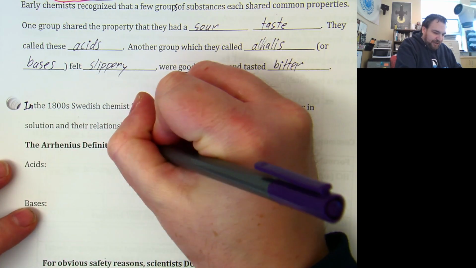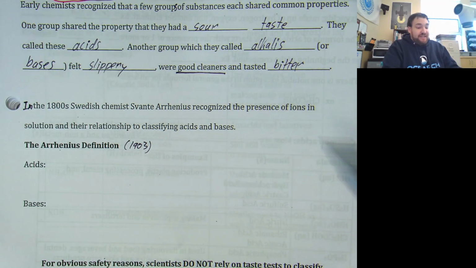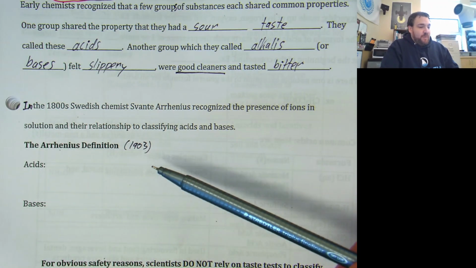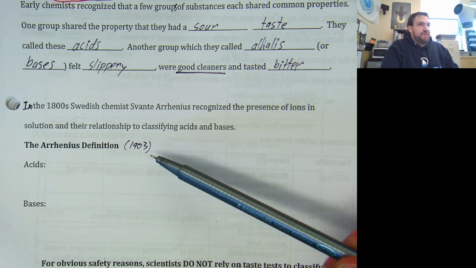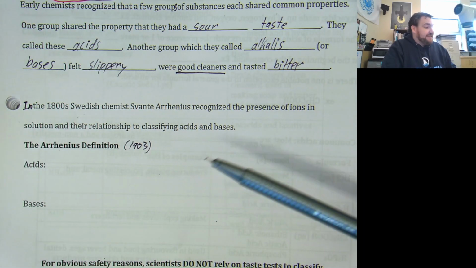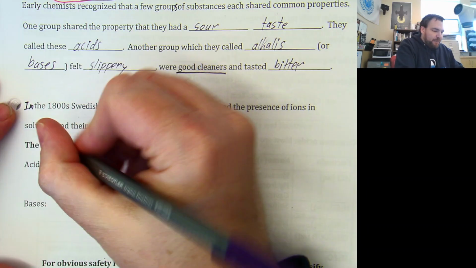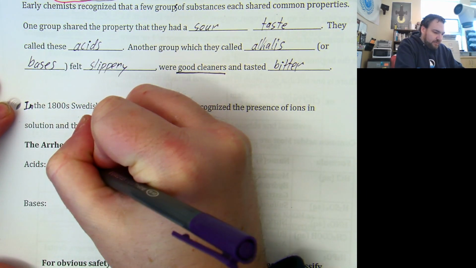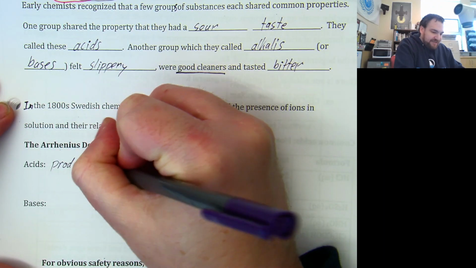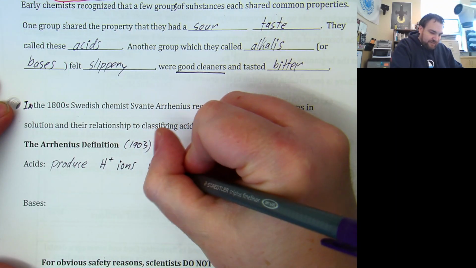In 1903, so as far as science goes, this is recent. This is within the last 130 years. This is recent chemistry. He defined acids and bases this way. He said that acids, whatever they are, produce H plus ions when dissolved in water.